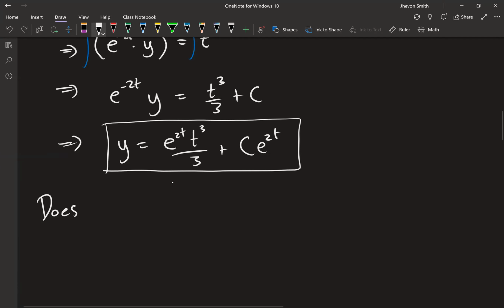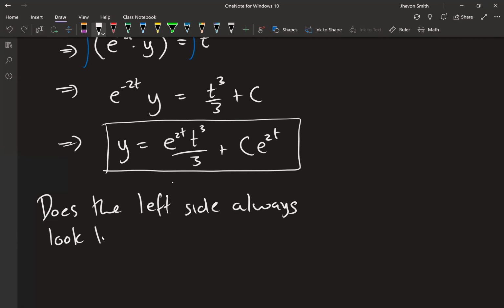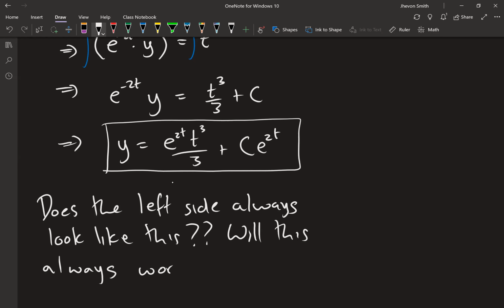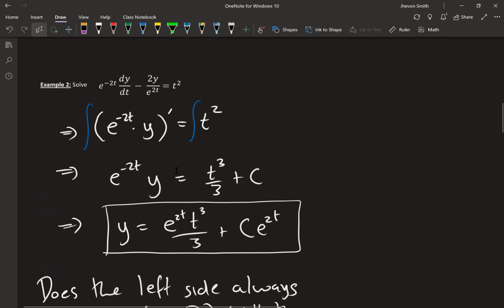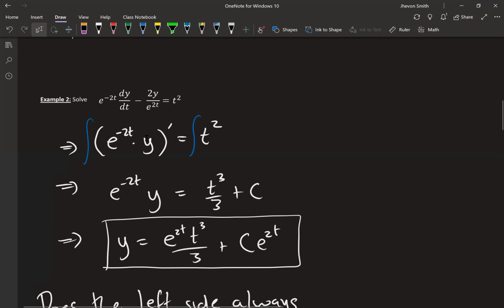Does the left side always look like this? Will this always work? Because it seems very convenient, suspiciously convenient. Jhevon showed me these two examples. Oh, hey, the left side was actually the product rule. If I just reverse the product rule, this thing works out. That was very nice, very convenient.